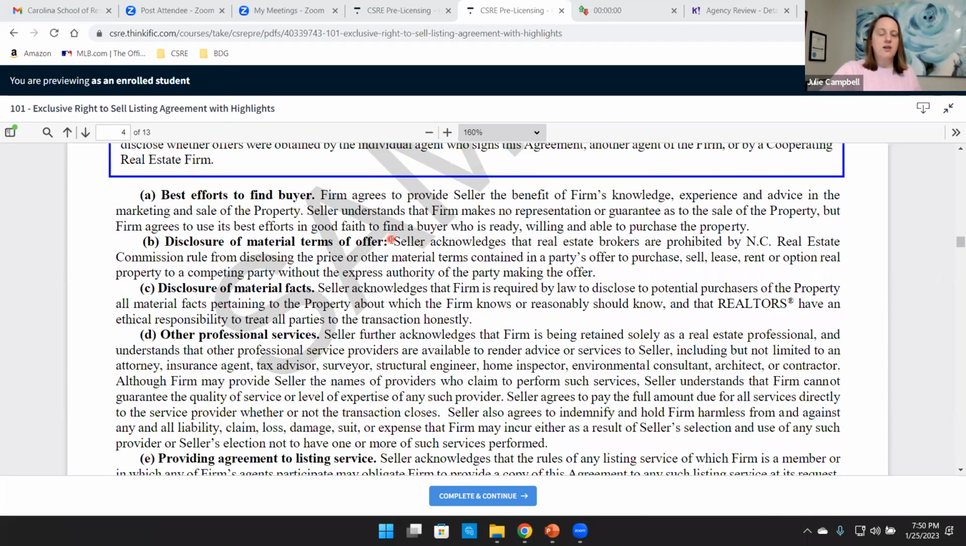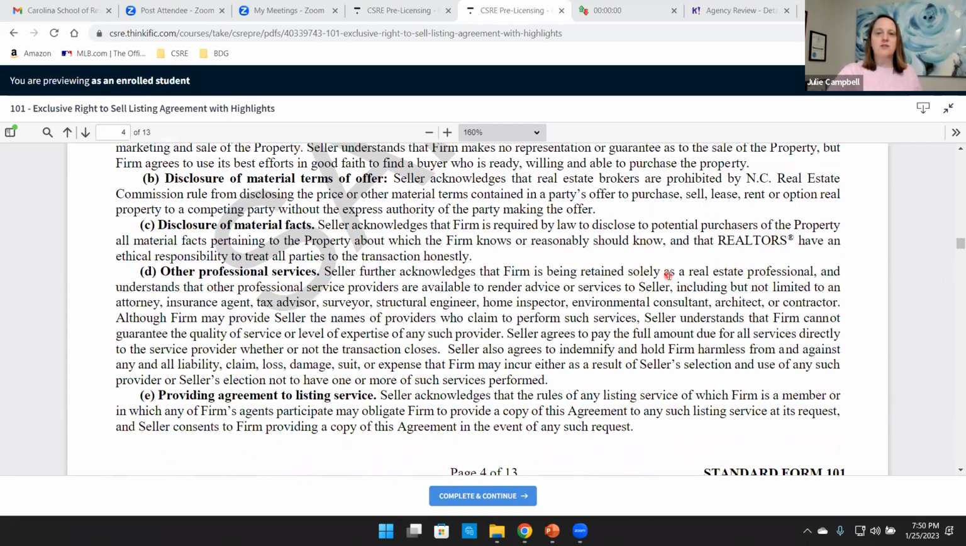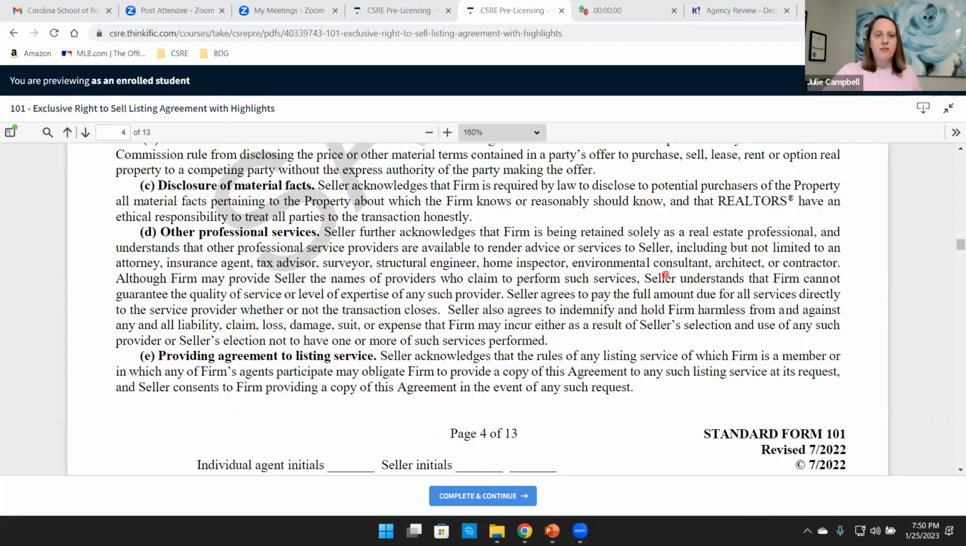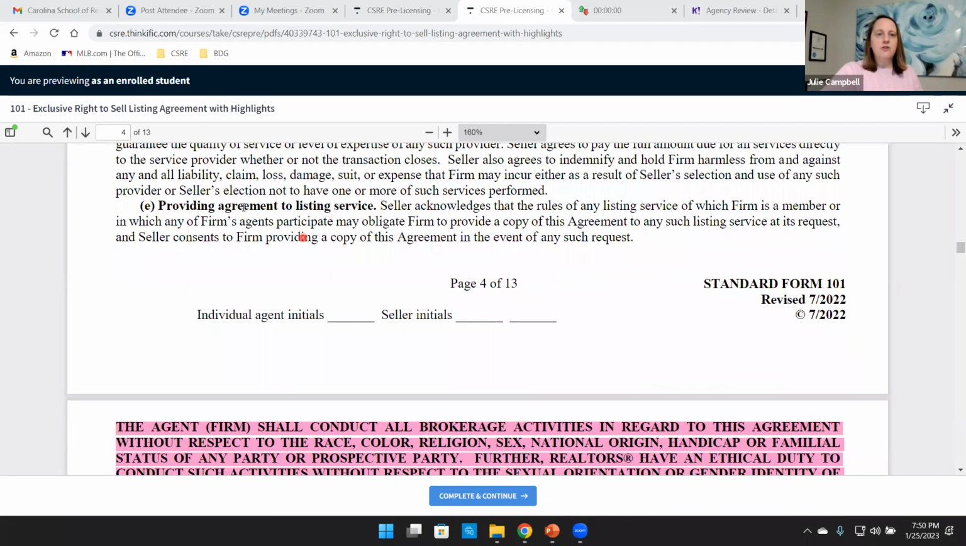Disclosure of material facts of the offer, disclosure of material facts, other professional services. Am I going to recommend a landscaper or a painter if you want one? Am I going to recommend anybody that I may know, have had experience with? I have a duty to provide the service to the listing service, the MLS. Because I'm a member of the MLS, I have to run my listings through the MLS. I have that duty as part of my membership.